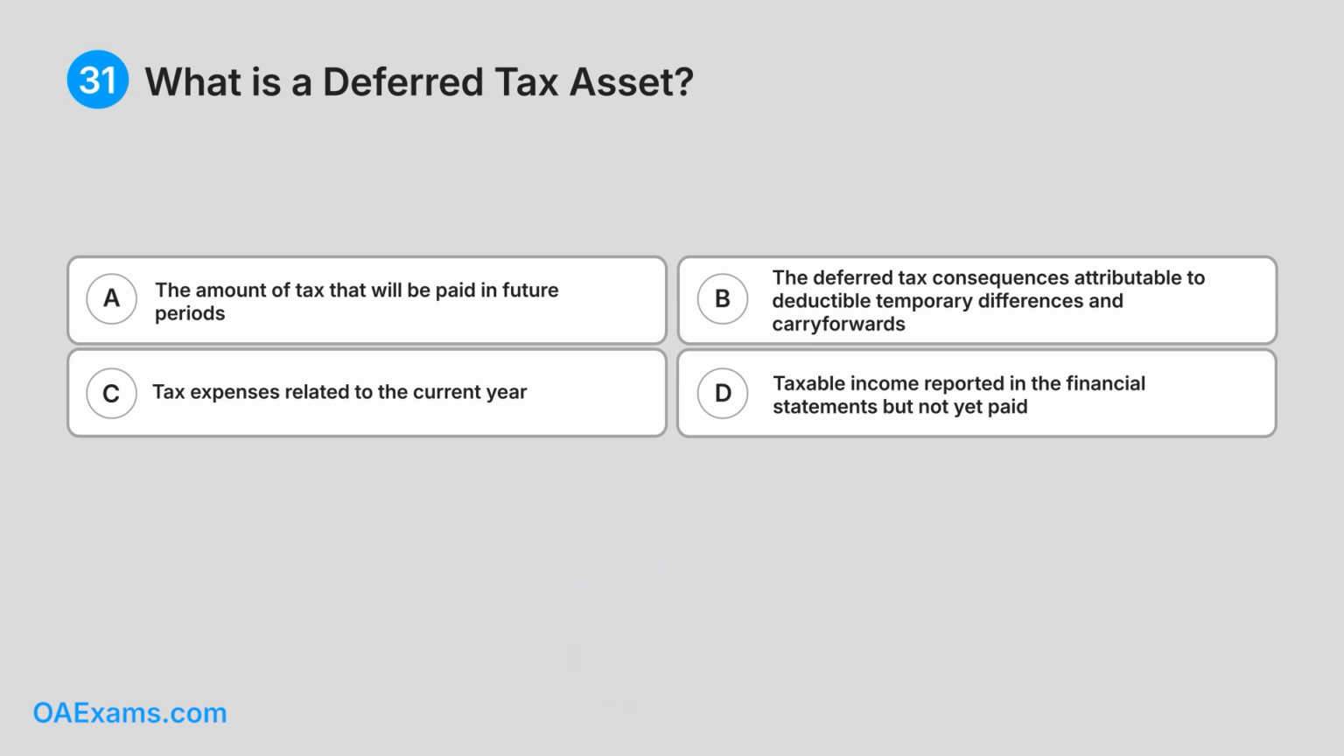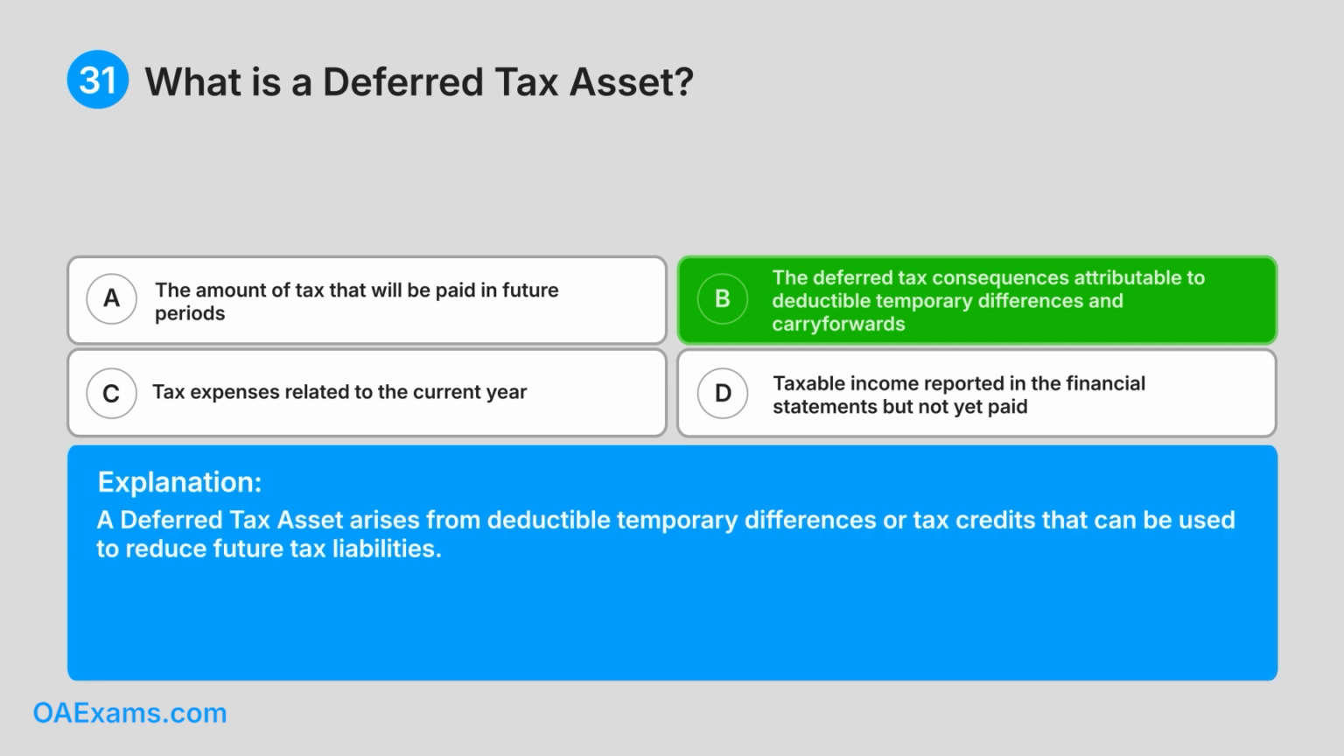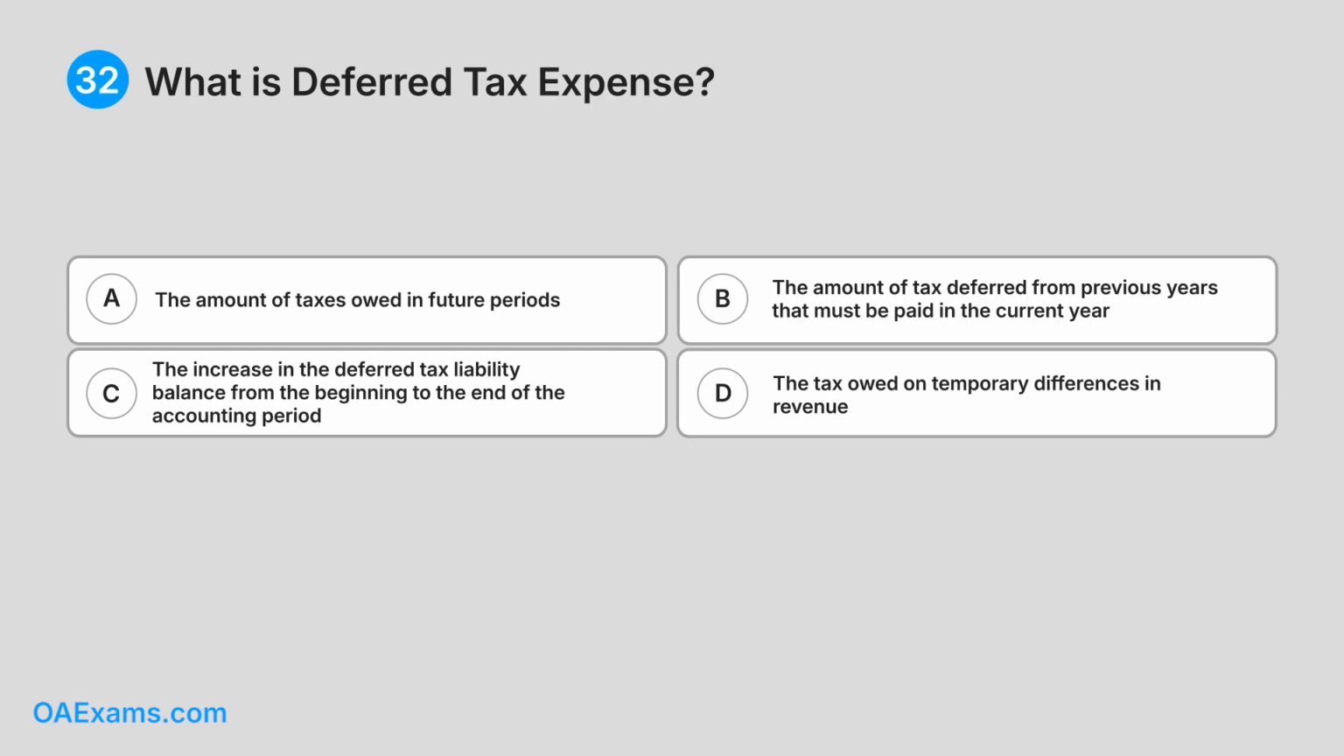Correct answer. B. The deferred tax consequences attributable to deductible temporary differences and carry forwards. Explanation. A deferred tax asset arises from deductible temporary differences or tax credits that can be used to reduce future tax liabilities.